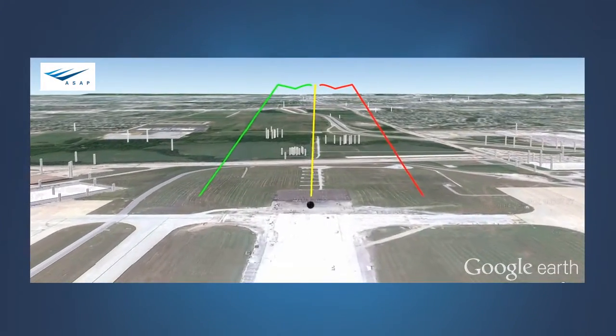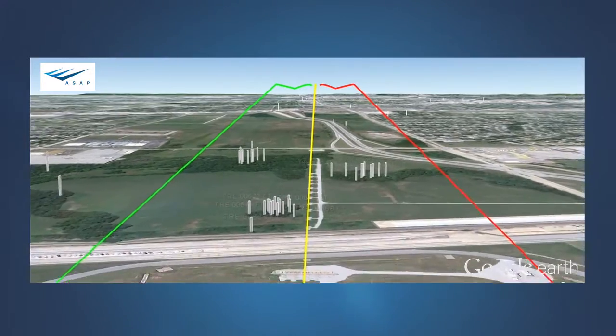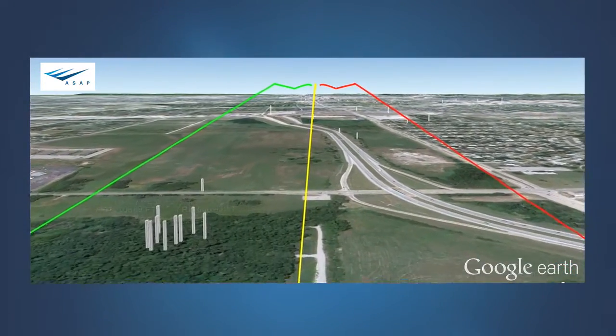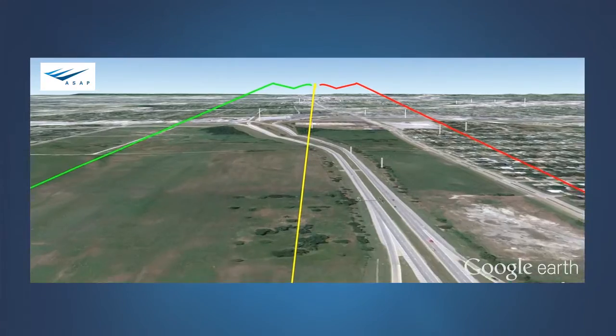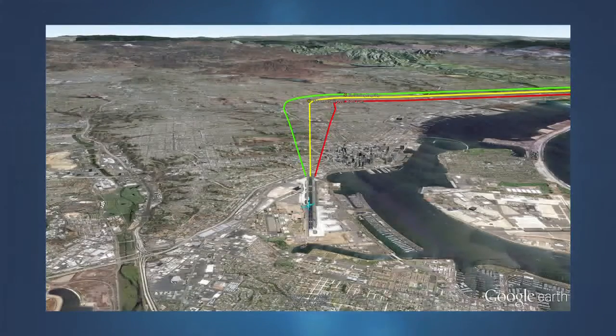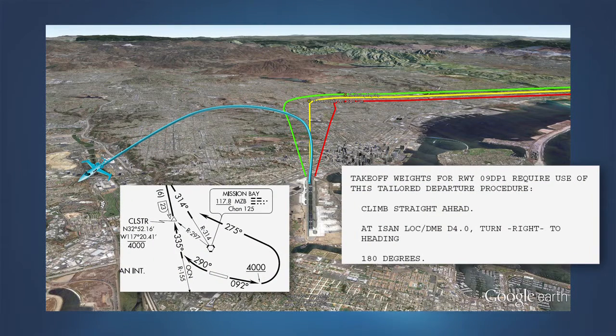However, some additional pre-departure planning may be required when the engine failure procedure maintains a straight-out track, or if the engine failure procedure differs significantly from the IFR departure procedure. When taking off from runway 9, the San Diego Lindbergh SID turns left to a 275-degree heading after passing 4,000 feet. However, the engine failure procedure for this runway calls for a right turn to a 180-degree heading after passing the ISAN 4.0 DME. In this example, if the engine fails prior to reaching 4,000 feet, the pilot is still able to follow the engine failure procedure.